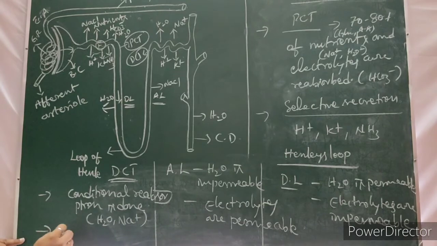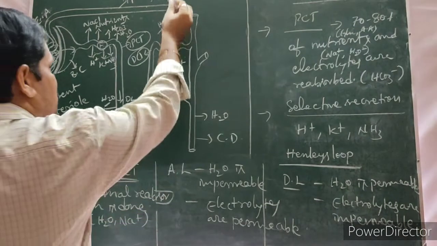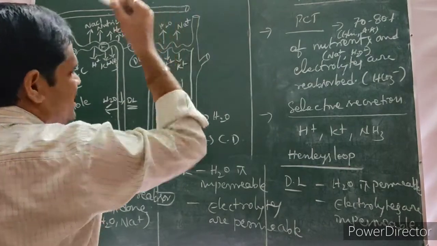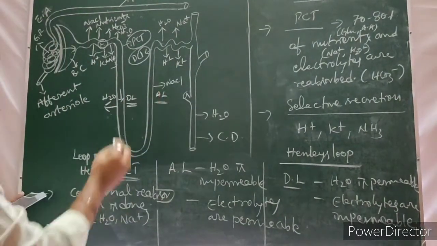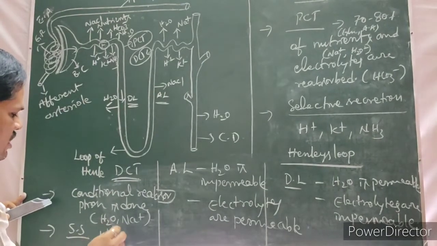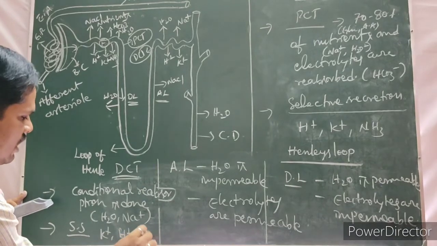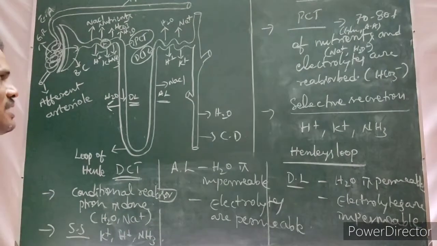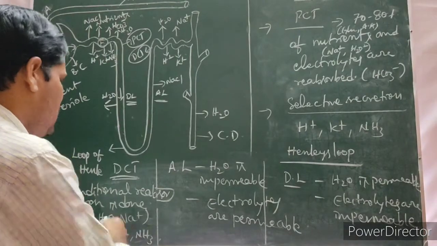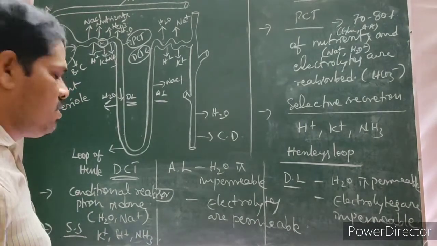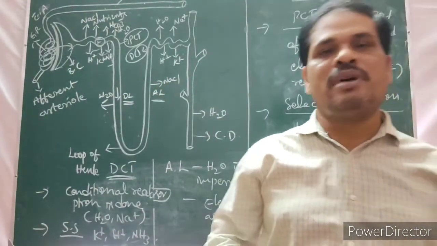Then selective secretion. SS means selective secretion. Selective secretion means from the peritubular capillary to the distal convoluted tubule. What things are commonly selectively secreted? Potassium ions, hydrogen ions and ammonia. These are the selectively secreted. What is the importance of selective secretion? To maintain the ionic balance and also the acid-base balance.